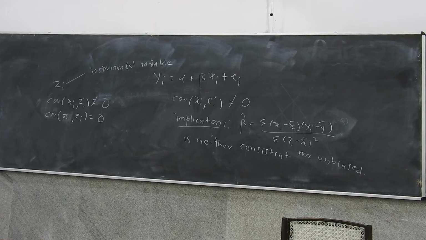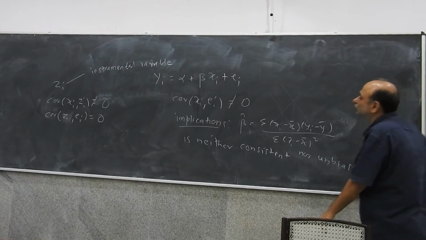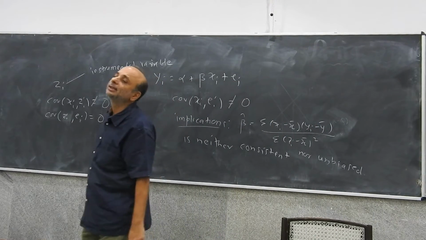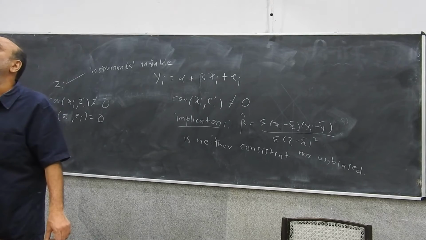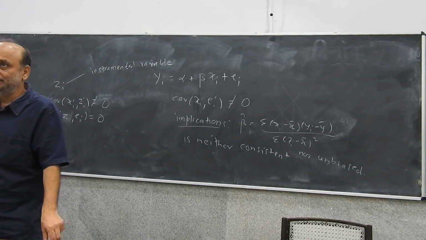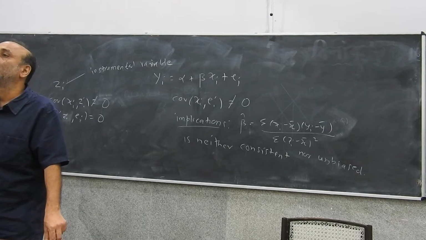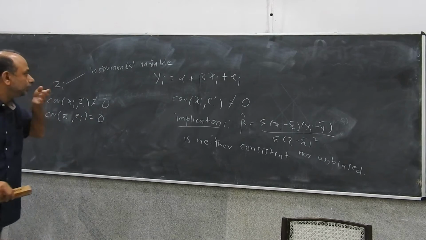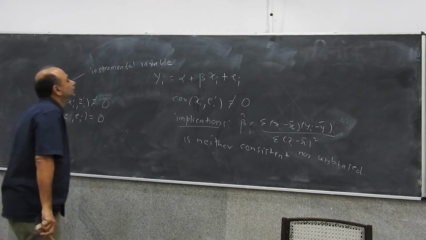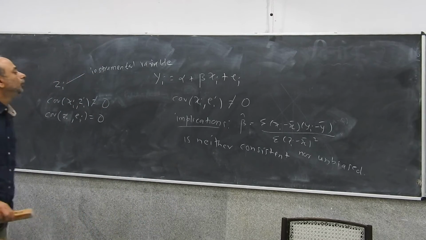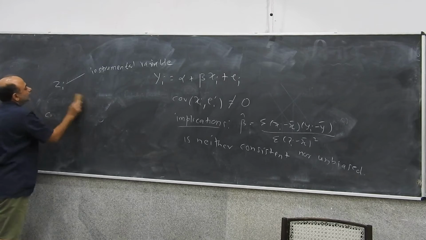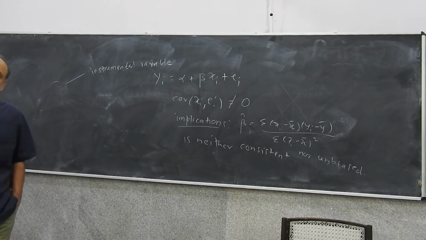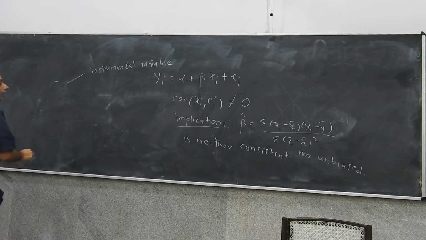Now, how do you use this instrumental variable? One way of using this instrumental variable is a famous method called the two-stage least squares. What is two-stage least squares? Or rather, look at it this way. Now, if you look at it this way, think of covariance zi yi.